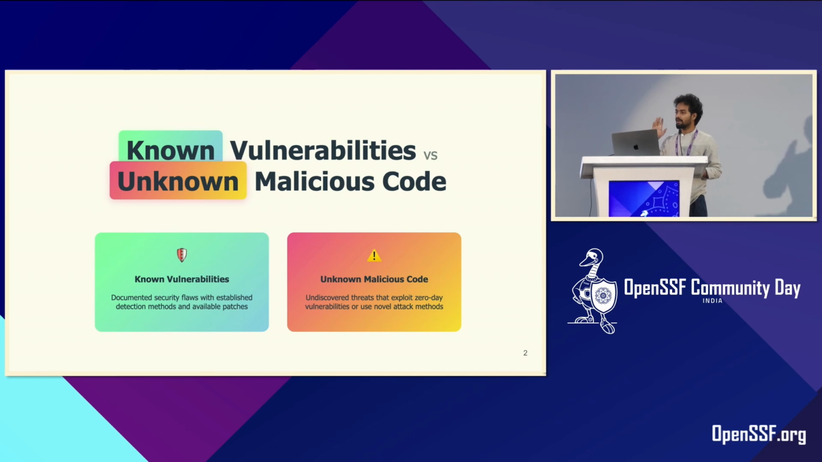So the one thing I wanted to make clear: when I say malicious code here, I know vulnerabilities are also malicious code, but I mean unknown malicious code that is not being tracked or identified by the SCA scanners. So why am I saying this?